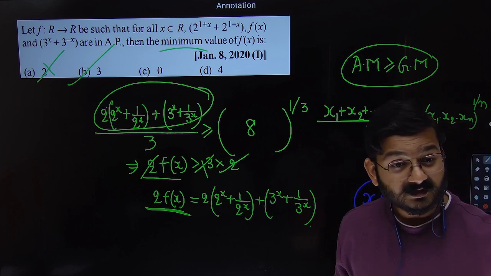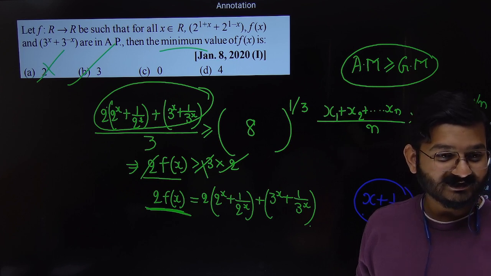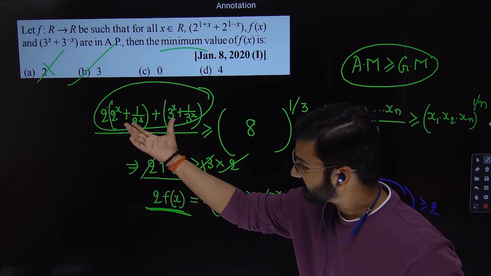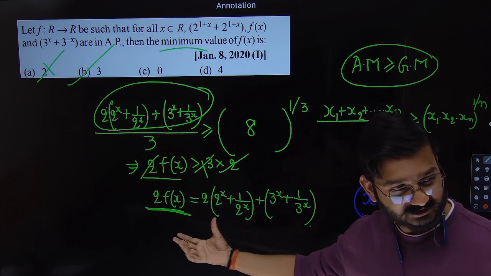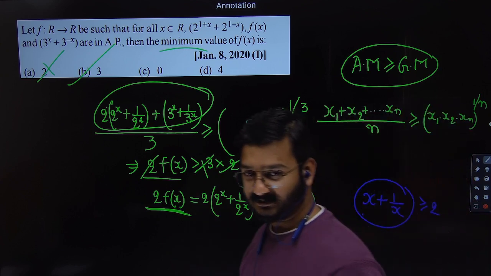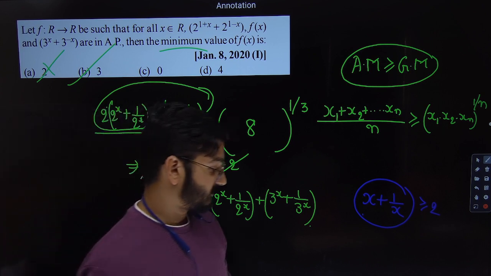Sir, no need to get scared. Ask your question. This term is the function, right? 2 times f of x. It's written here, so I substituted. 2 gets cancelled. So how to attempt the question if it's at maximum value? Maximum value will be infinity.